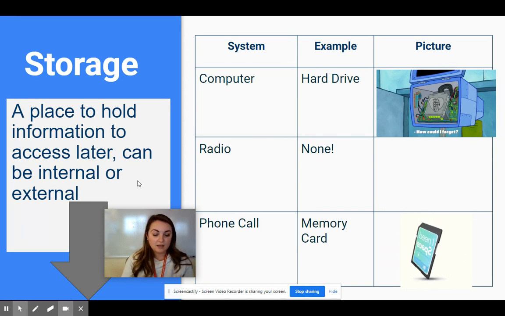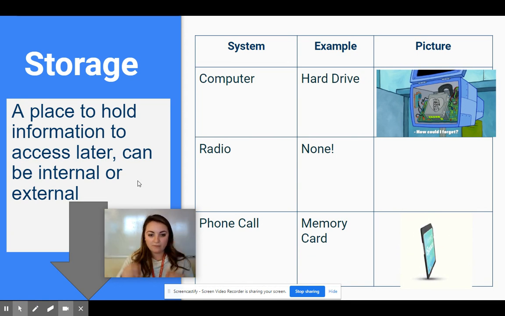until I want to access it later. In a radio, there is no storage unless you are recording it, right? So we know that radio is live. Once it happens, you cannot replay that message. Phone call, we have memory cards. Phones also have internal storage and external storage. So again, we can save things on our phone. Like we can back up our pictures to the cloud, and we can back up our files or our contacts to the cloud. And so when we get a new phone, we don't actually have to physically move all of our pictures from phone A to phone B.